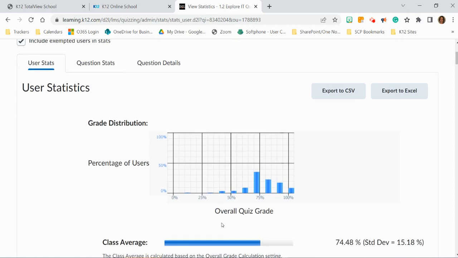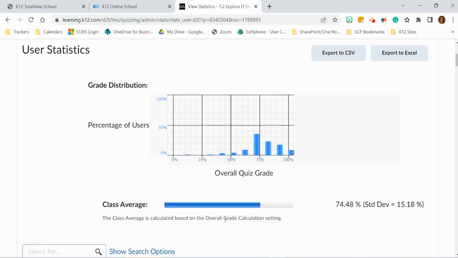So as you scroll down the page, you can see the chart here in the middle. This will tell you the percent of users who have an overall quiz grade between such and such percent. So that's good information too, because you can pinpoint the kids that are going to need some remediation here. You can keep scrolling down the page. You've got your class average here.